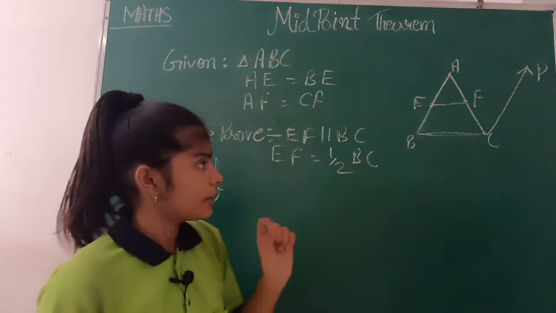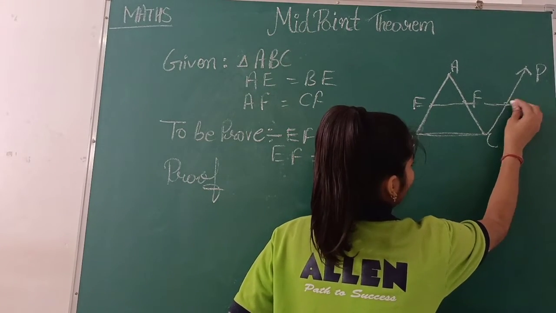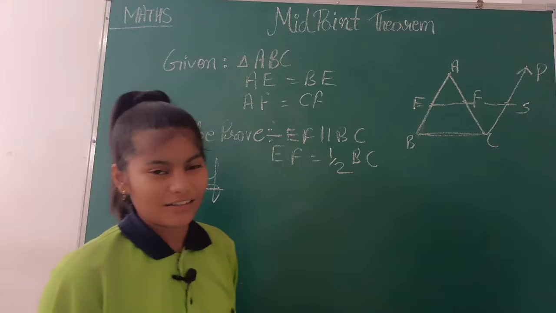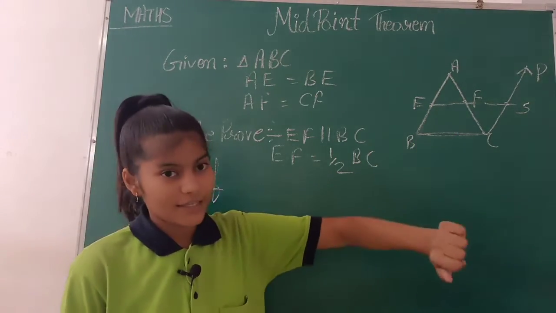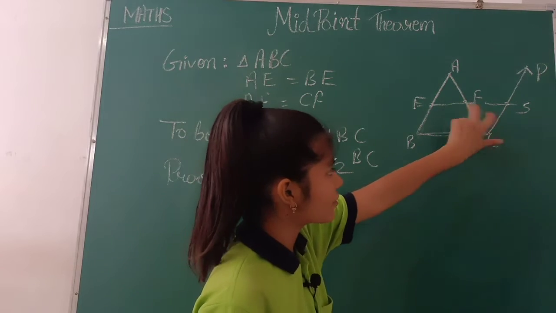After we construct it, we will extend the line from point F to this side and it will cut at point S. You can name it anything, right? This point is S. Now the next step is that you have to make these two triangles congruent.